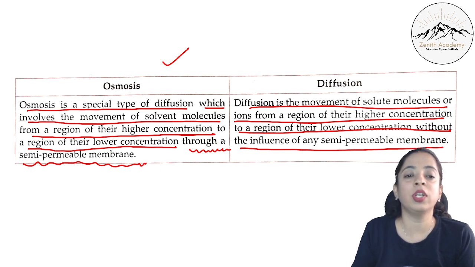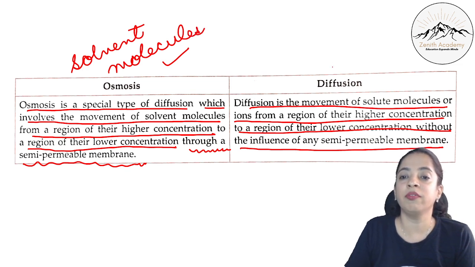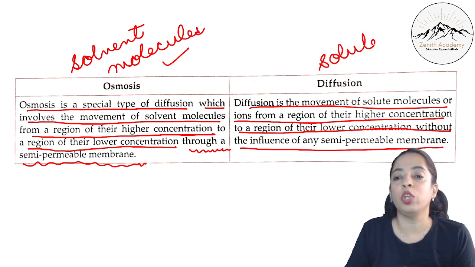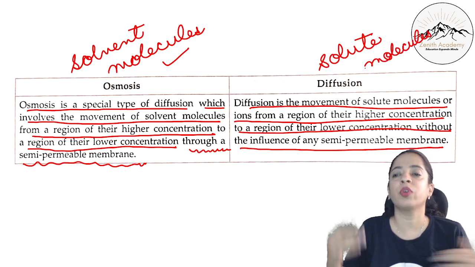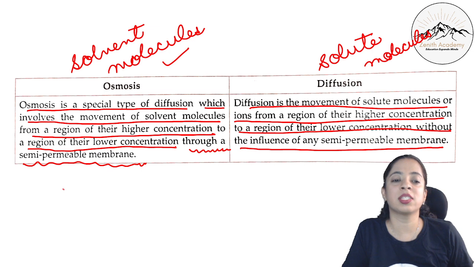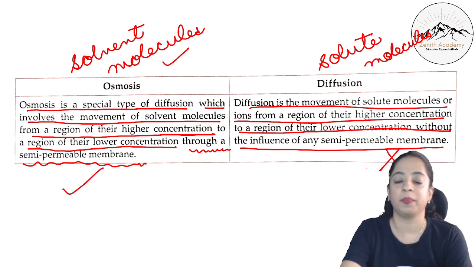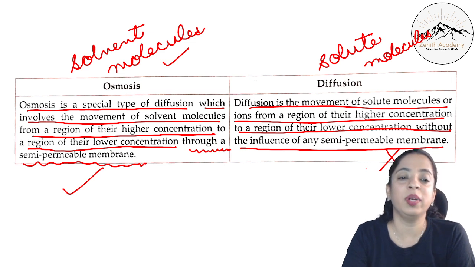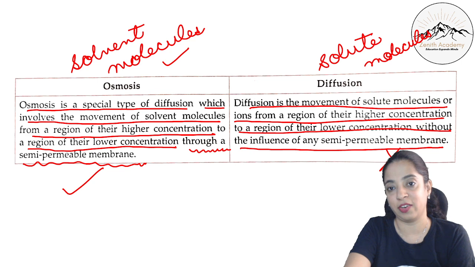Also you should note that in osmosis we are talking about solvent molecules, and here we are talking about solute molecules. So if you want, you can make one more point. Here there is a semi-permeable membrane, here there is no semi-permeable membrane. But the movement is always from a region of higher concentration to the region of lower concentration.